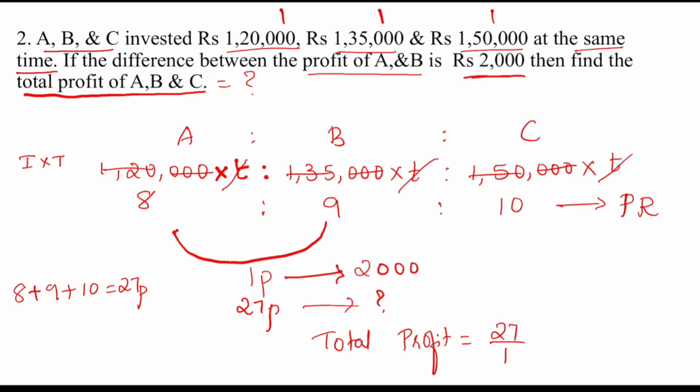27 by 1, always this divided by this, into 2000, which is equal to 54,000. So the total profit of A, B and C is 54,000. So there is no need of taking the X value and then finding it out. We can directly take it in the ratio form and solve the problems. Okay. Next problem.